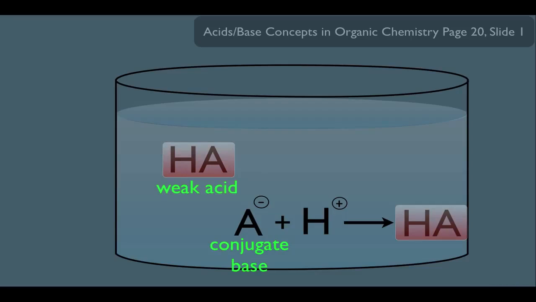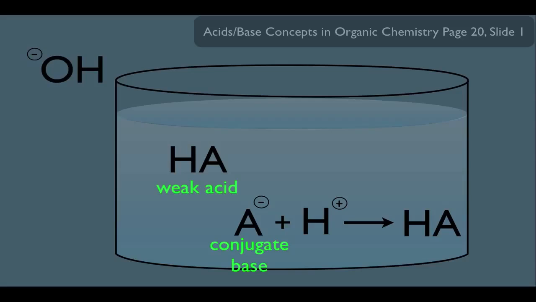But the key point is to think about it this way. The A- is almost like vacuuming up all the H+ that's added and converting it into HA, therefore removing H+ from the solution. Now remember, that's not the only way to change the pH of a solution.